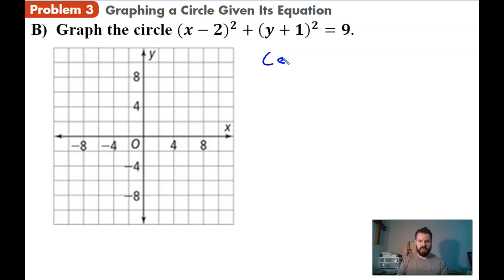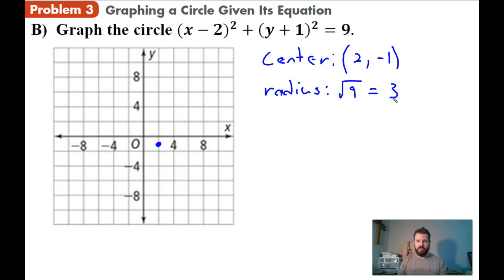All right, let's go through B. Center is going to be at positive 2, negative 1, switching both those signs. So let's go right 2, down 1. Again, counting by half units. And then the radius will be the square root of 9, in other words, a 3. So if I count over 1, 2, 3, up 1, 2, 3, left 1, 2, 3, and down 1, 2, 3. Again, counting by half units. And connect the dots. My circle will look something like that.